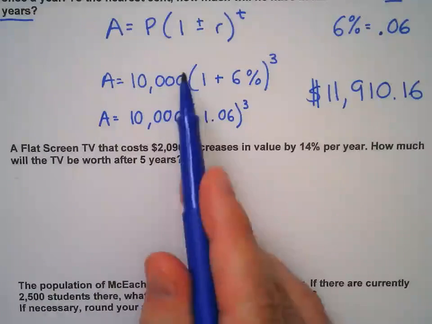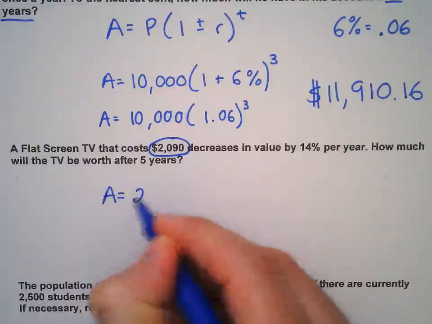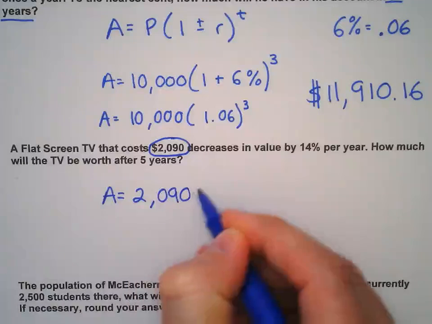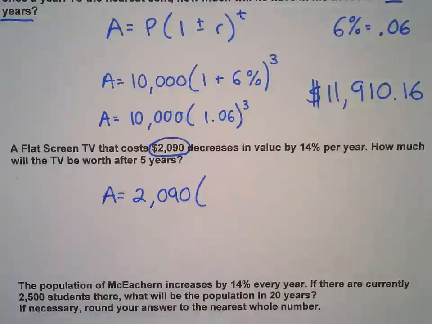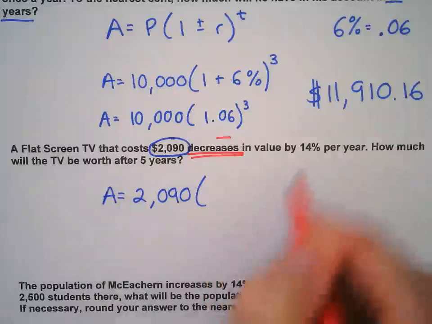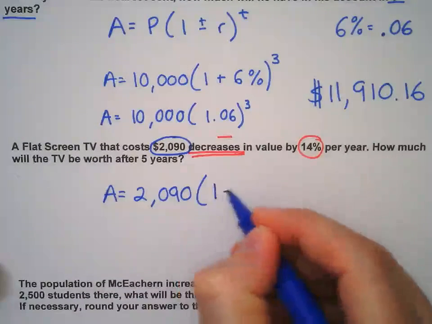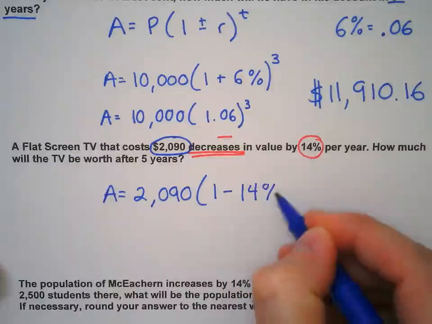What do we start with? What is our P value here? It's the $2,090. So A equals $2,090. We have to figure out, is this a growth or is it a decay? There's a key word here that should show you whether it's going to be growing or decaying, and that's right here: decreases. Decreases means we're going to use the minus sign, and we're decreasing by 14% per year. So when we write this, it'll be 1 minus 14%.